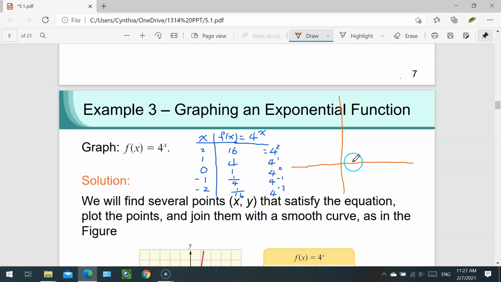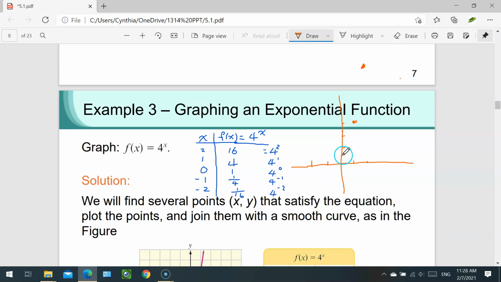So I have 1, 2, 1, 2, 1, 2, 3, 4. Okay. So we have 2, 16. I will say it's very far away here. 1, 4 is about here.